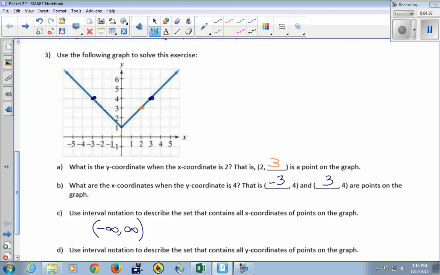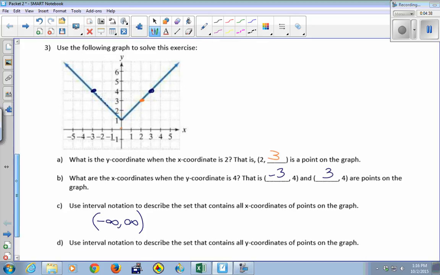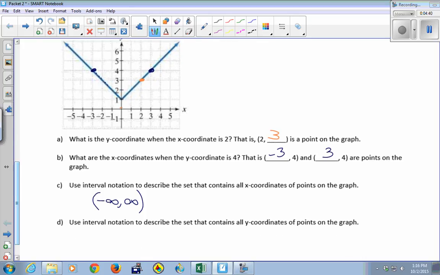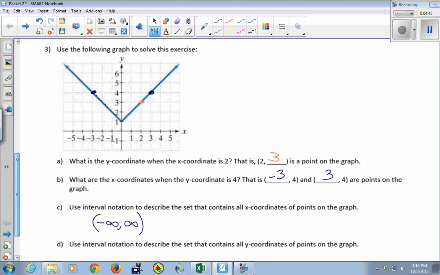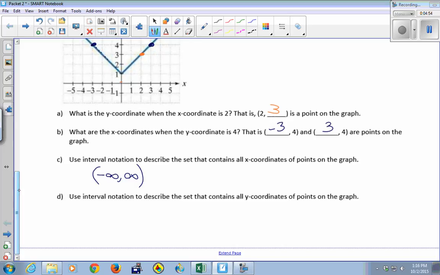All real numbers. What if I want to just describe the set that is just all the y coordinates of points on this graph? 1 comma infinity. The smallest y coordinate on this graph is 1, and then they go up from there. I'm going to put a square bracket on the 1 because that is a y coordinate on the graph, so I'm going to include it.